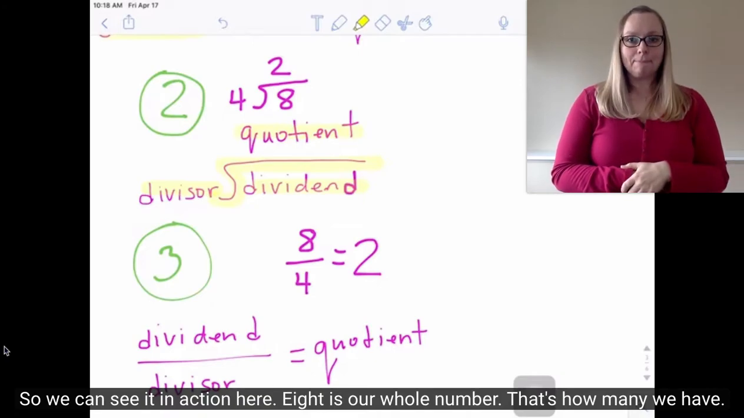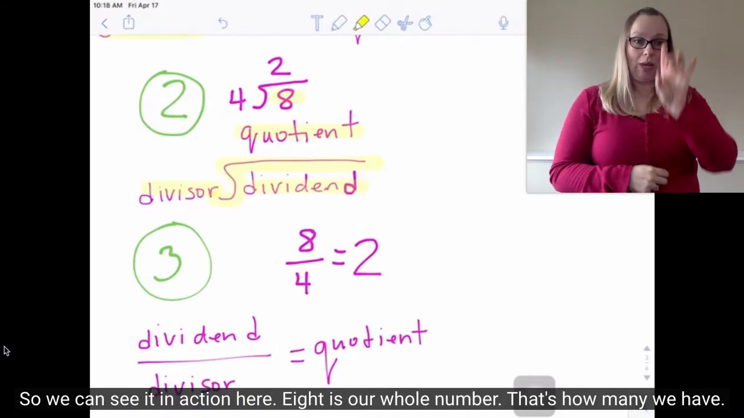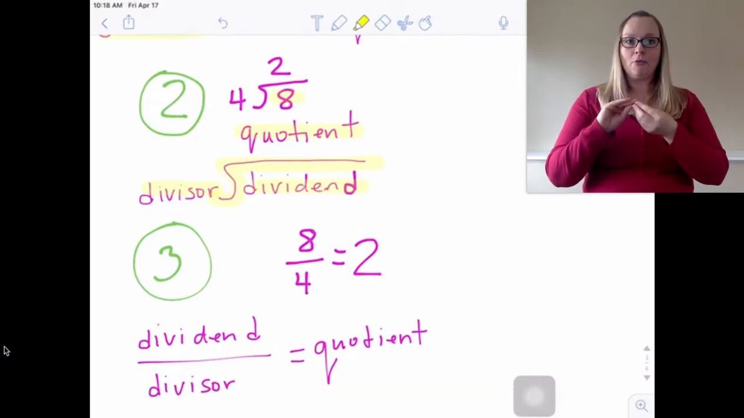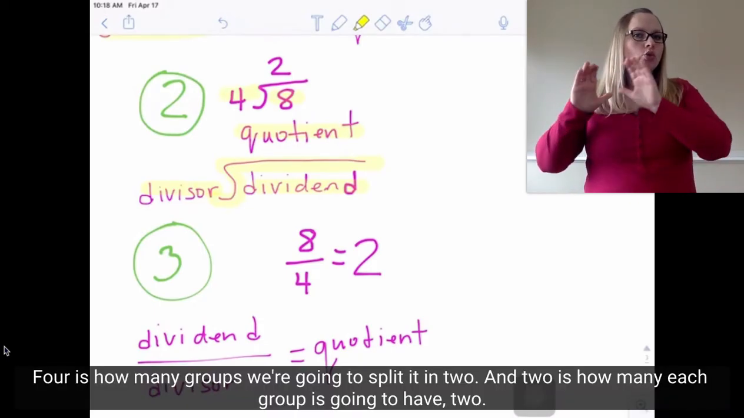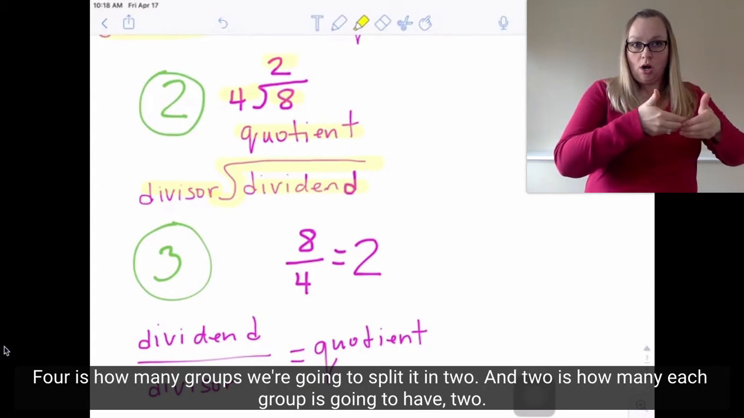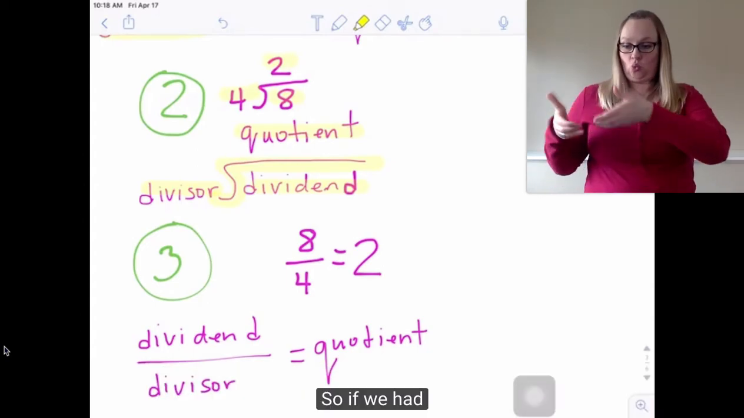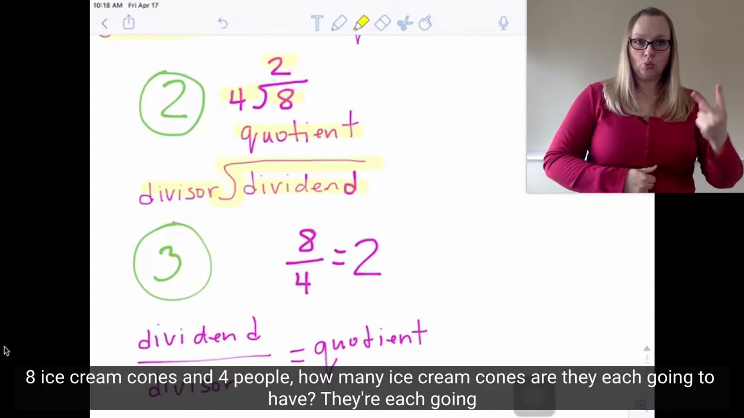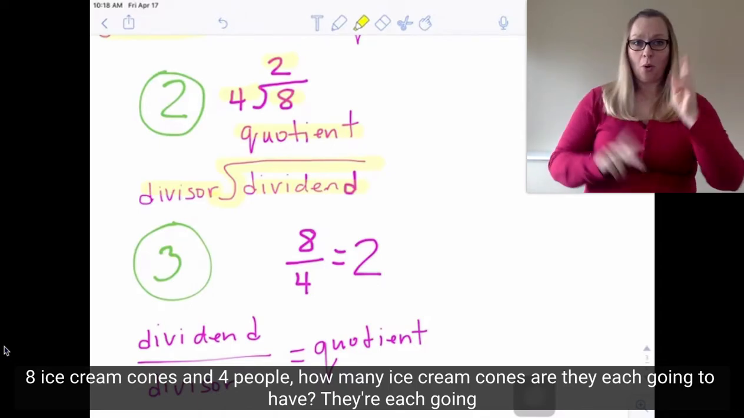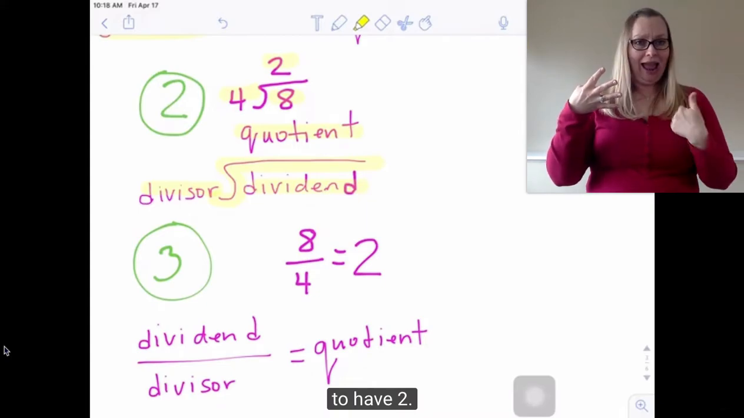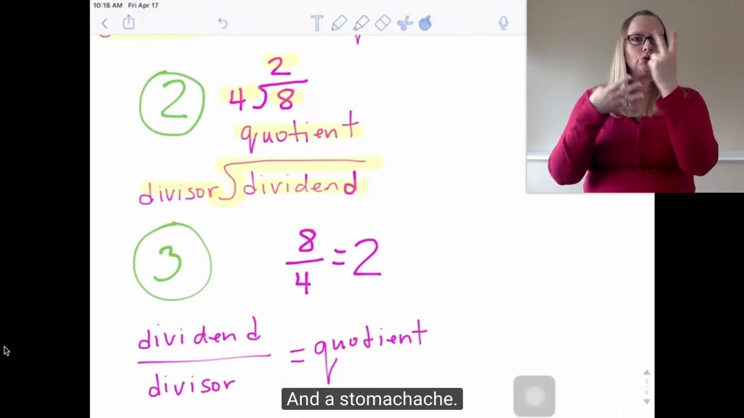So we can see it in action here. 8 is our whole number. That's how many we have. 4 is how many groups we're going to split it into. And 2 is how many each group is going to have. So if we had 8 ice cream cones and 4 people, how many ice cream cones are they each going to have? They're each going to have 2. And a stomach ache.